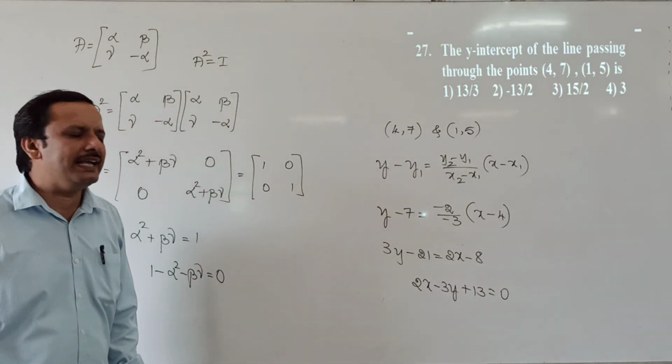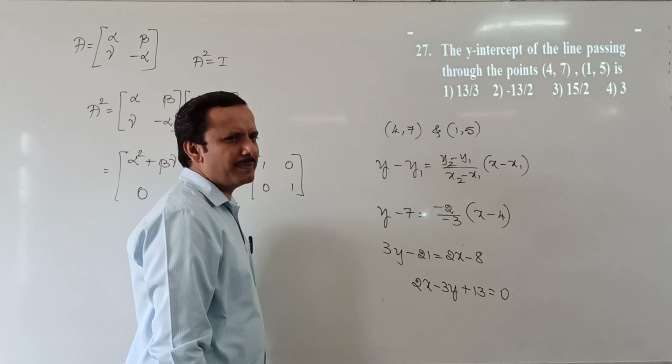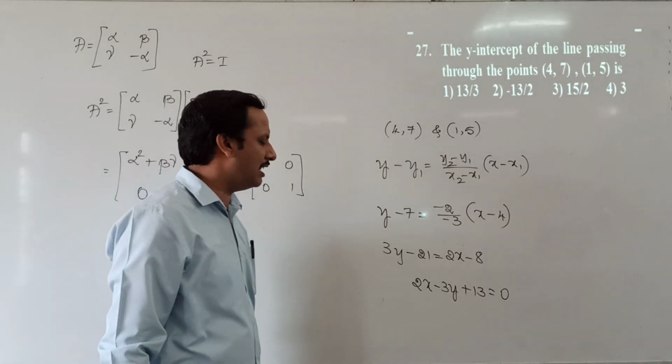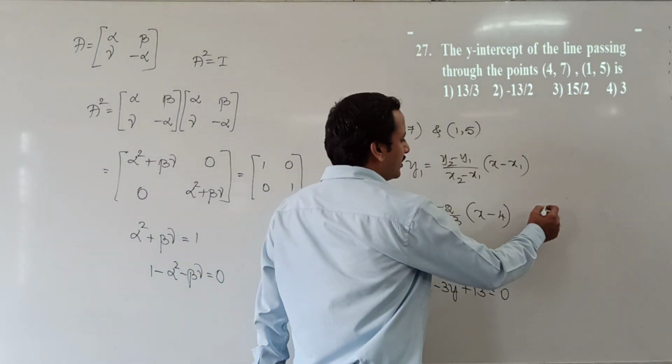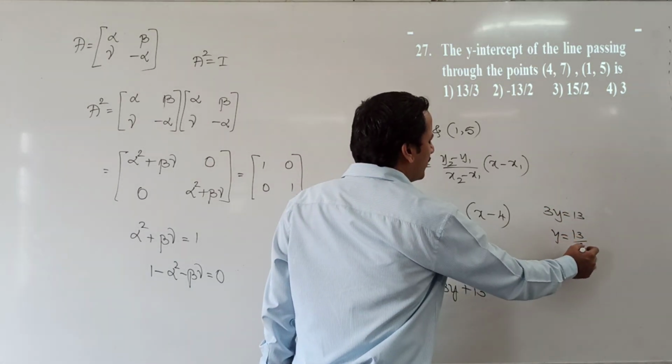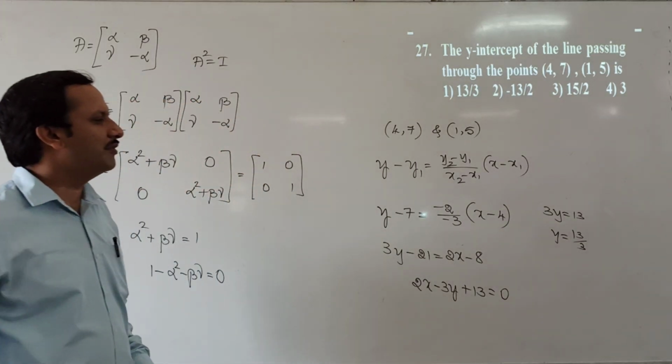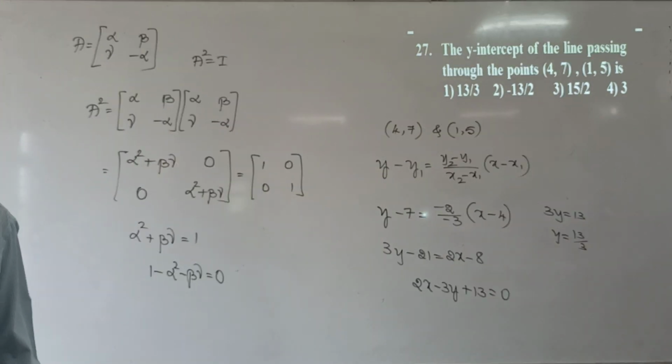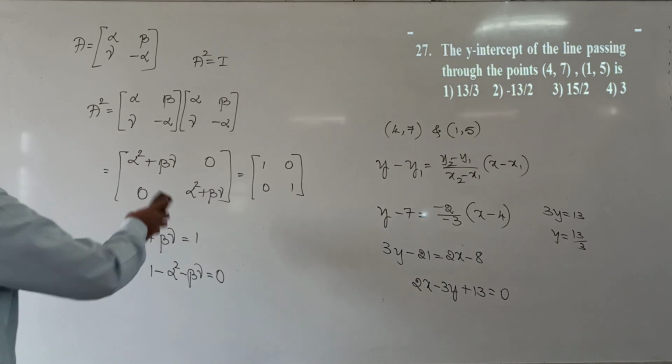We want the y-intercept. To get the y-intercept, put x equal to 0 and get the value of y. So put x equal to 0. That will give you 3y equal to 13. So y is equal to 13 by 3. So the y-intercept is 13 by 3, which is the first option.